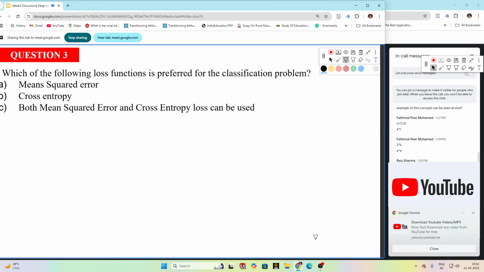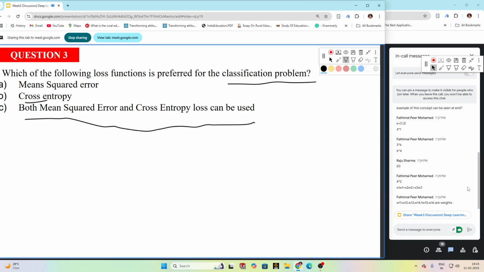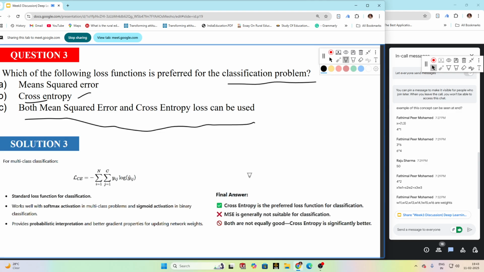Now, which of the following loss functions is preferred for this classification problem? A, mean squared error; B, cross entropy; C, both mean squared error and cross entropy loss. Any guesses? Cross entropy. For a classification problem, cross entropy. If there is a regression problem, then mean squared error. So option B is your correct answer. Everything I have discussed in the theory only. I hope this is clear to all of you.